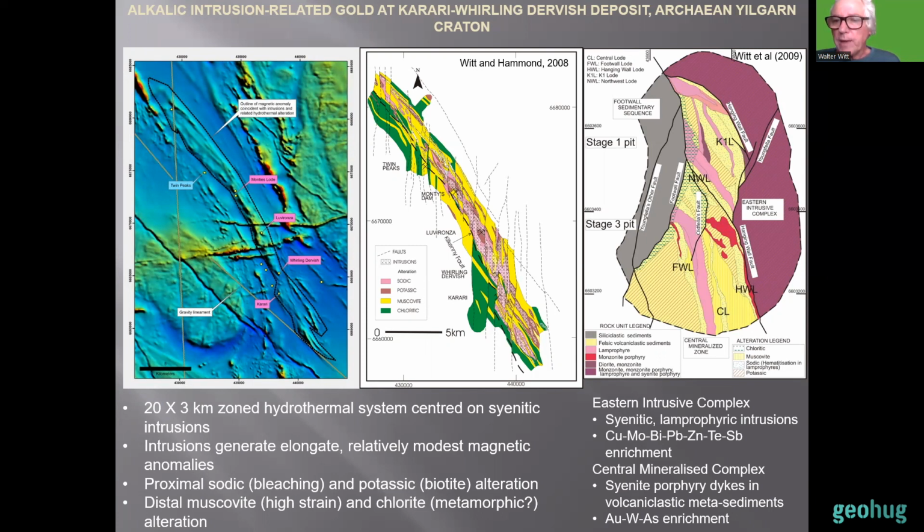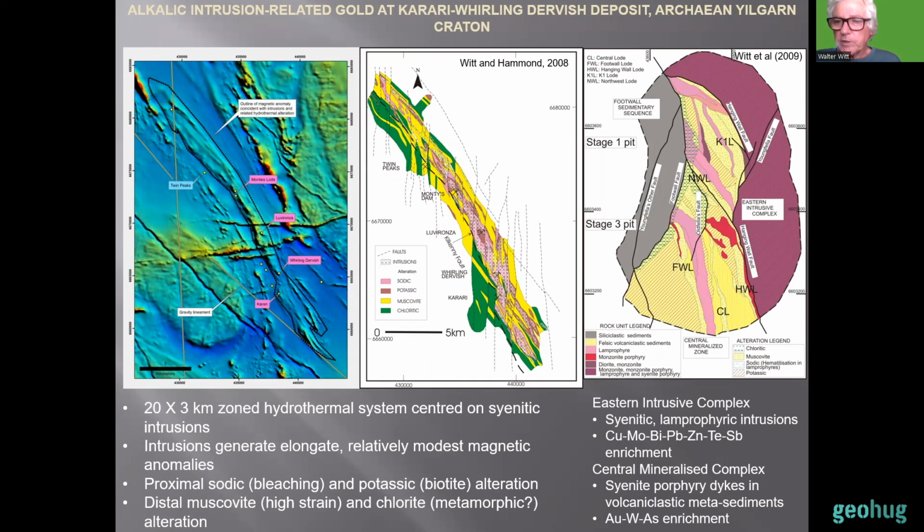On the right, we have a map of the Karari open pit, which can be divided into 3 domains, separated by faults. In the east, the Eastern Intrusive Complex is a mass of monazite porphyry, syenite porphyry, and lamprophyre dikes. The central panel is predominantly felsic volcaniclastic rocks intruded by dikes of syenite porphyry and lamprophyre.